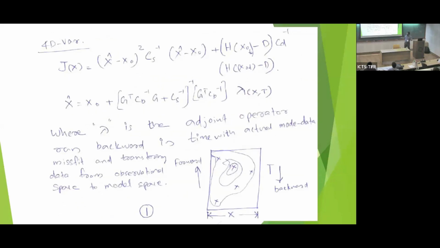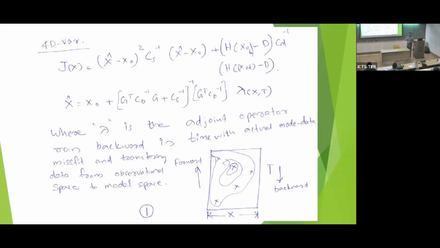I'm not proving it fully here, but I will try to explain using words. Lambda is the adjoint operator, run backward in time with the actual model-data misfit, transferring the data from observational space to model space. This is what lambda does.